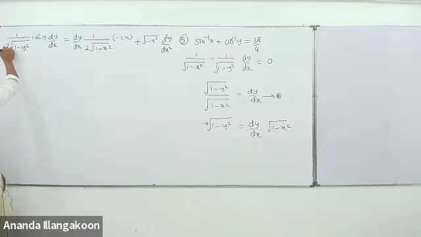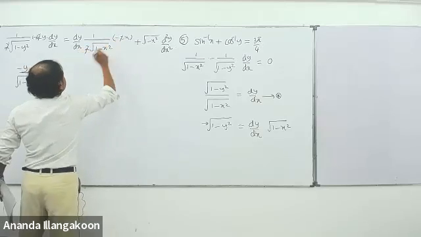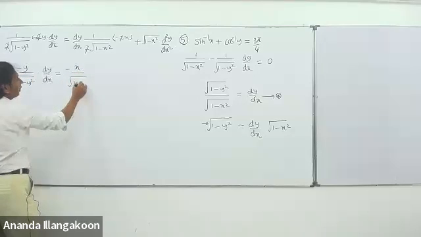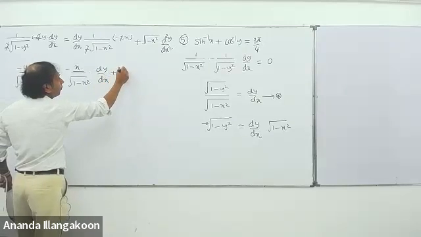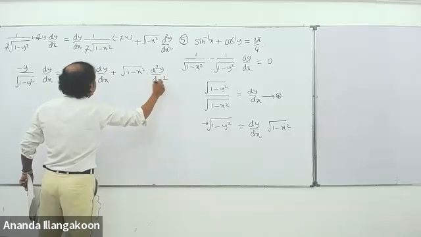Now you can cancel down here. Then what do you get? Minus y divided by this into dy by dx. Here you can cancel out. Minus x times that divided by root of 1 minus x squared, dy by dx. 1 minus x squared d2y over dx2. Right. This is what we get.